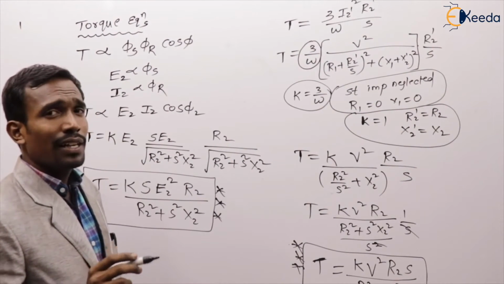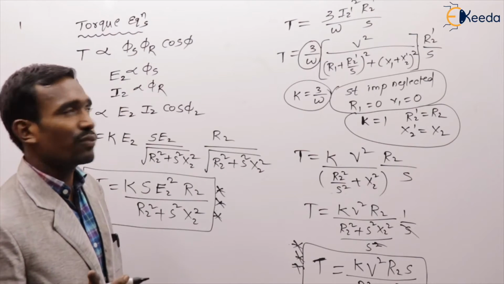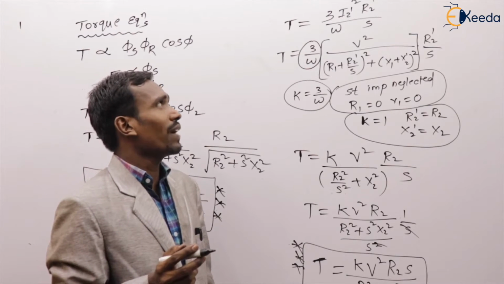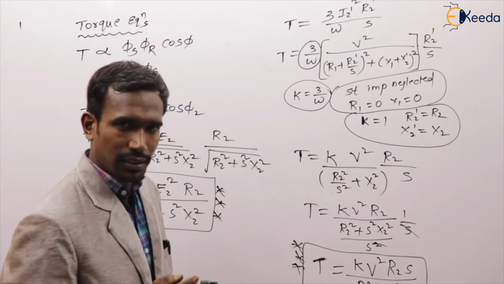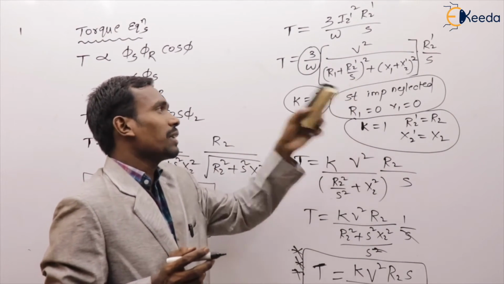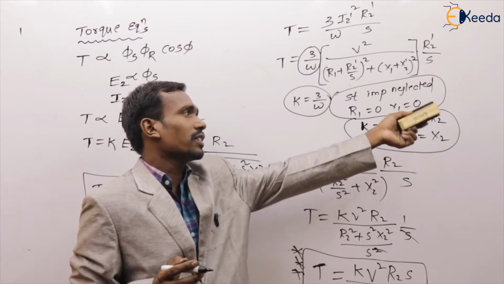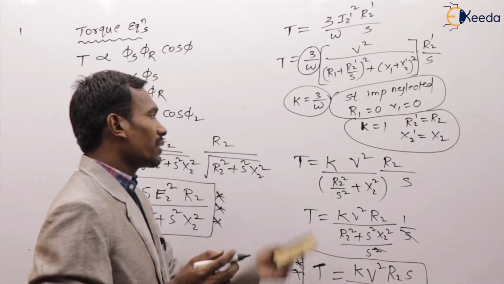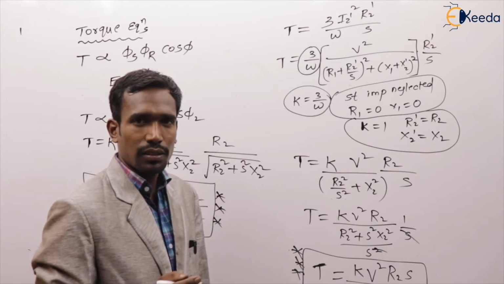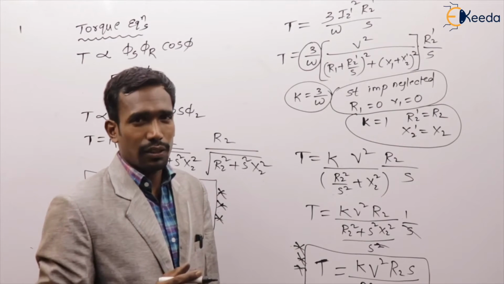How can we calculate it? In two ways. One is that torque is directly proportional to phi s into phi r into cos phi. Another one, torque is equal to 3 into I2 dash square into R2 dash by omega into S. This is actually the torque equation. But the assumptions are stator impedance neglected and K equal to 1. If K is equal to 1, R2 dash is equal to R2 and X2 dash is equal to X2. Now the torque equation is this. Okay, very important torque equations.